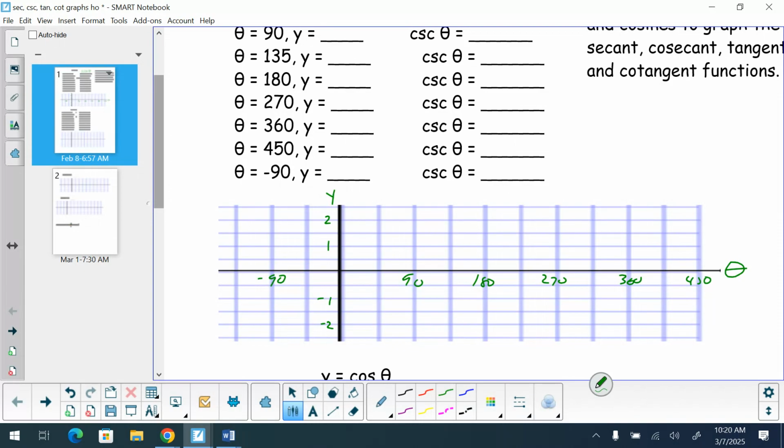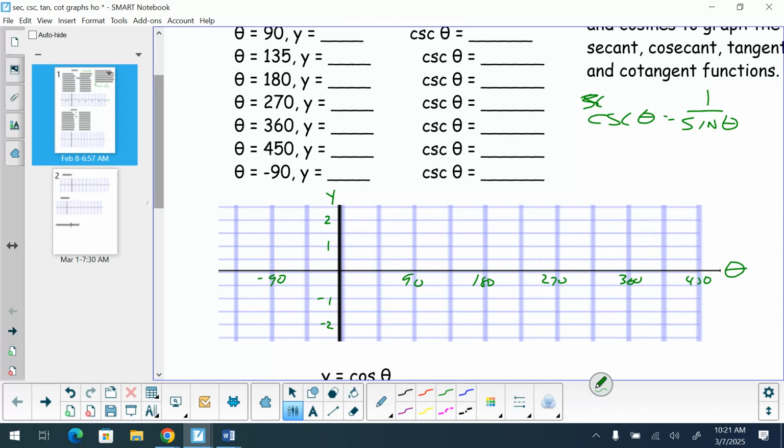So if we label our axes here for the cosecant of theta, how do we deal with the graph of the cosecant of theta? Well, how do we find the values of the cosecant of theta? By definition, the cosecant of theta is equal to 1 over the sine of theta.